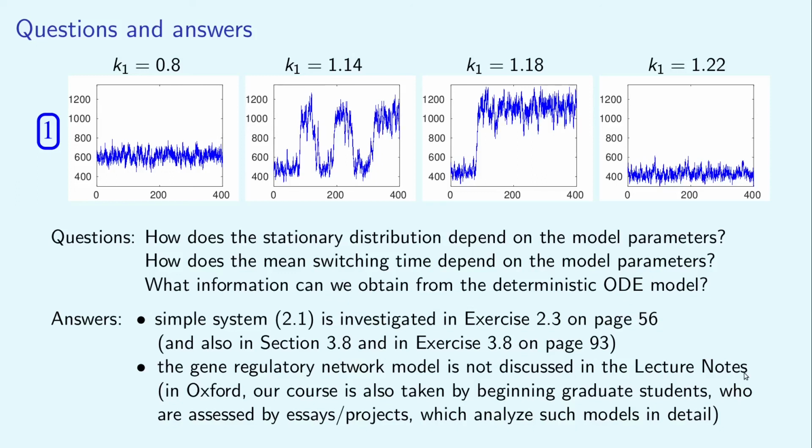In Oxford, our course is also taken by beginning graduate students, who are assessed by working on small projects, which extend the material from the lecture notes. Some of them have written their essays on stochastic models of gene regulatory networks, including the above example.